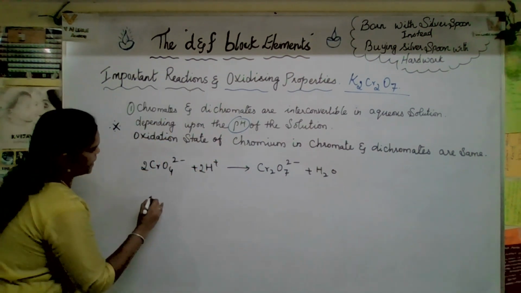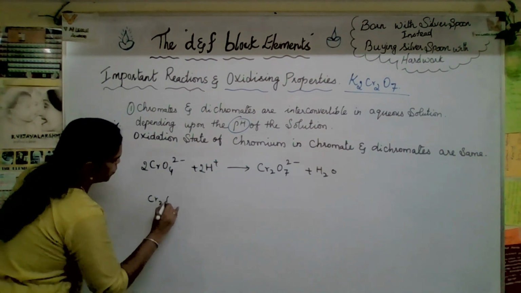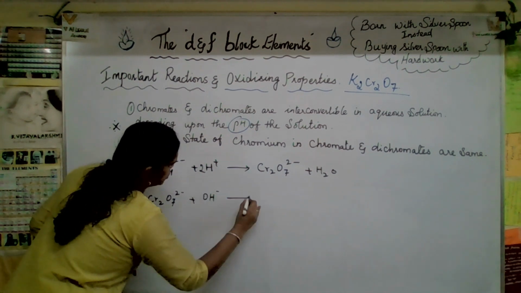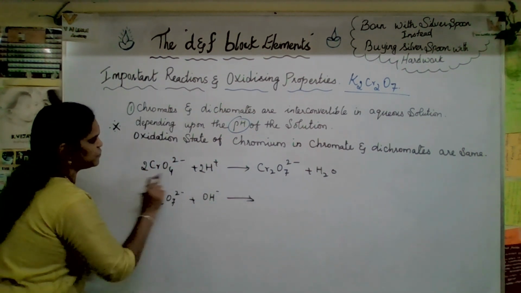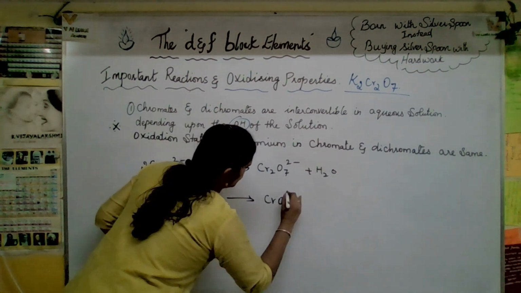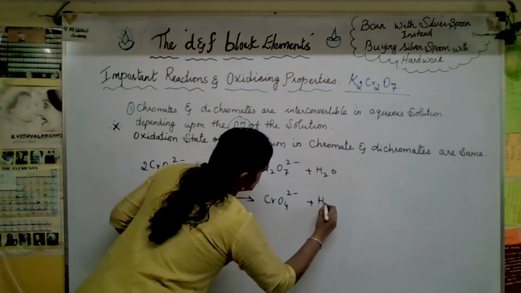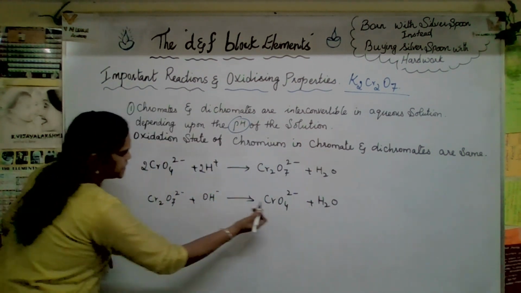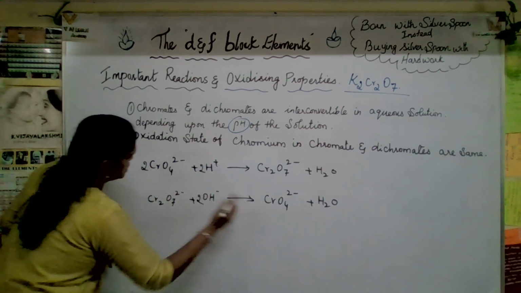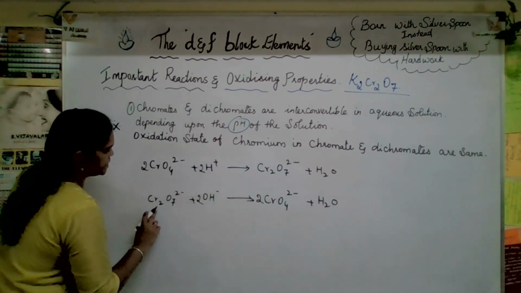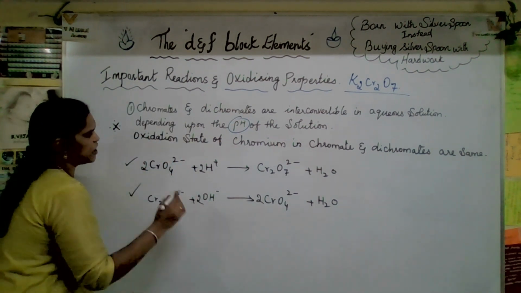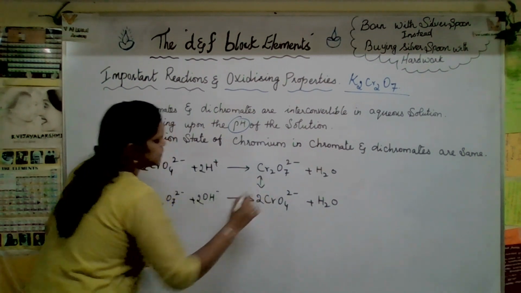Now the second one: Cr2O7 2- plus OH- ion. You just check where it is OH- and where it is H+ ion. Right? Now you get CrO4 2- plus H2O. Here you will get 2, so here also you will get 2, and Cr2 also 2. Hope you're clear with this. These both are interconvertible.